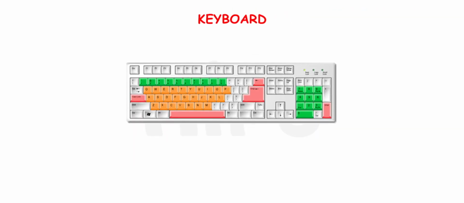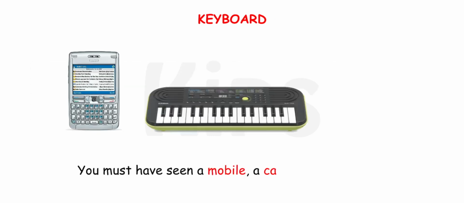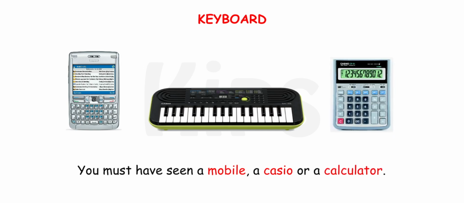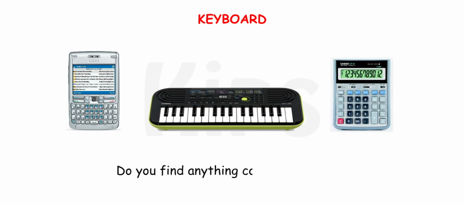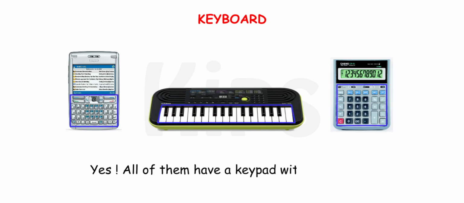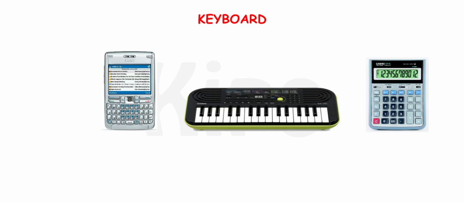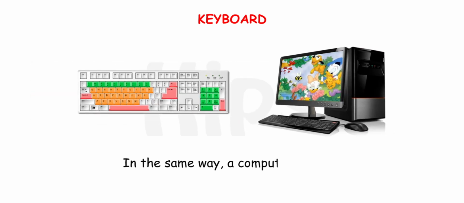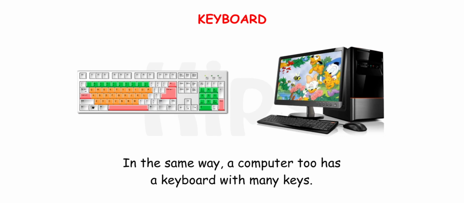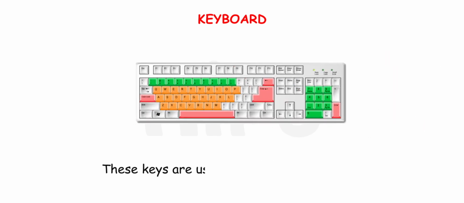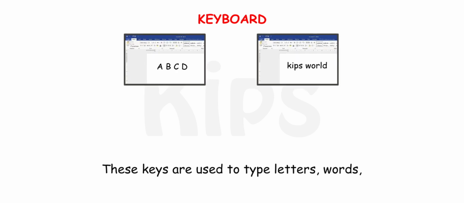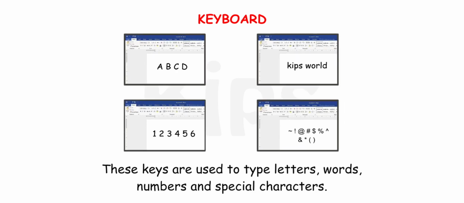Okay, children, let us understand about keyboard. This is a keyboard. You must have seen a mobile, a Casio, or a calculator. Students, do you find anything common in them? Yes, all of them have a keypad with many keys. Each key has a different function. In the same way, a computer too has a keyboard with many keys. These keys are used to type letters, words, numbers, and special characters.